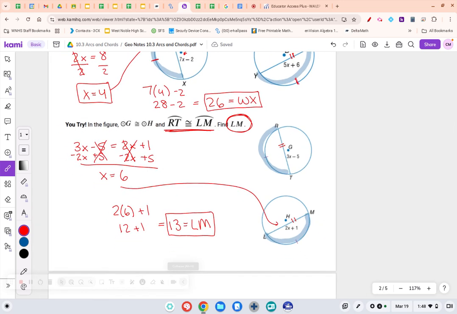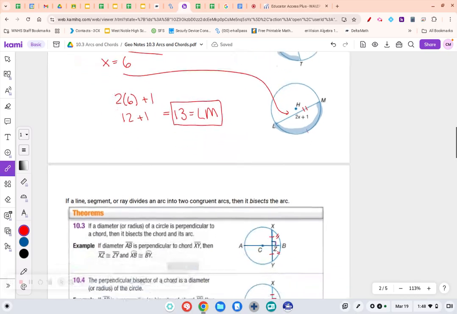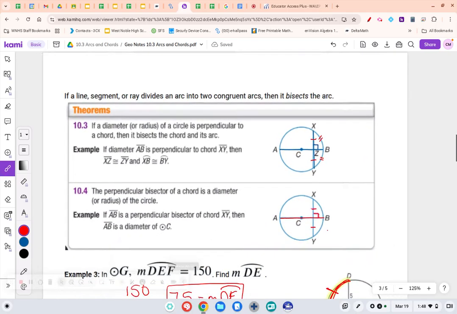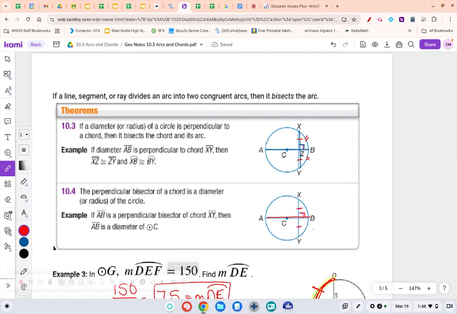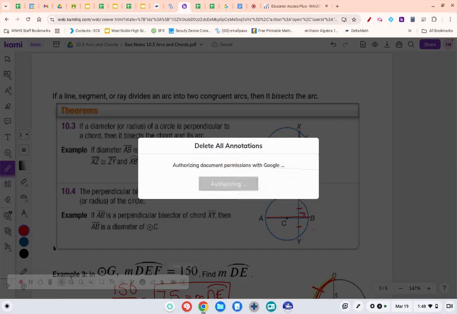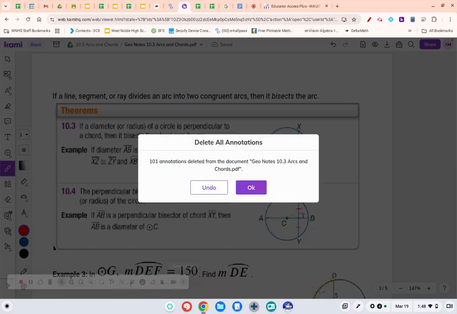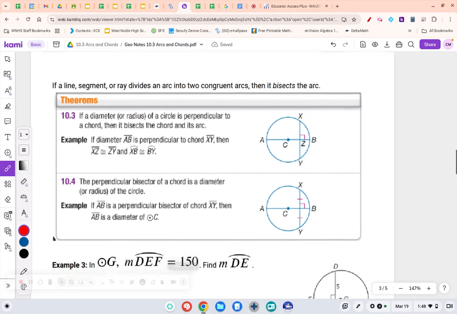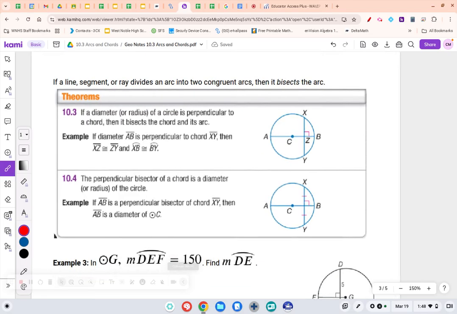Okay. So we have congruences. That's not too tricky. Let's go ahead and look at these next two theorems. So it says, if a line, segment, or ray divides an arc into two congruent arcs, then it bisects the arc. So this is kind of a new thing here.